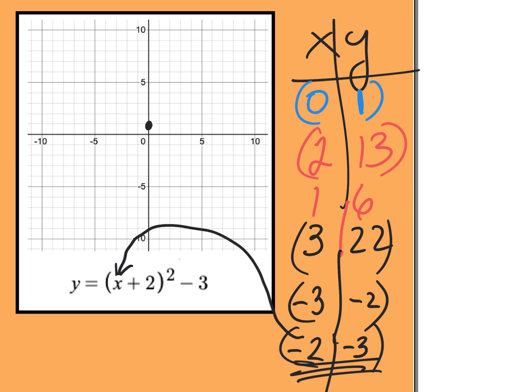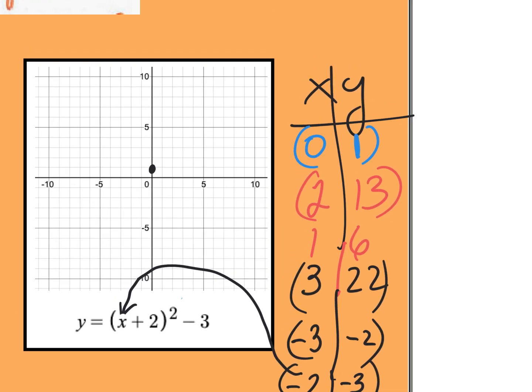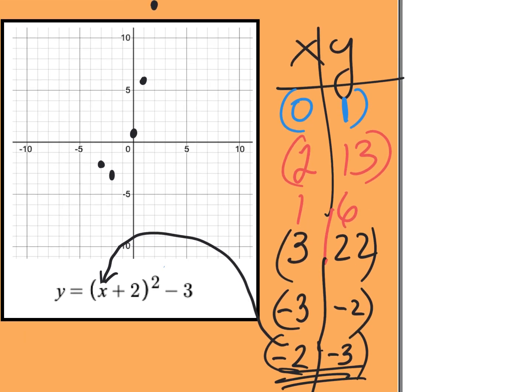You would have just graphed these dots. 2, 13 is like up here somewhere. It doesn't have to be perfect. Wait, that's too imperfect. I'm going to try again. 2, 13 is there-ish. 1, 6 is about there. 322, that's just too big. -3, -2. -2, -3. There. Now, I can't see it perfectly, but here's what I think it looks like.